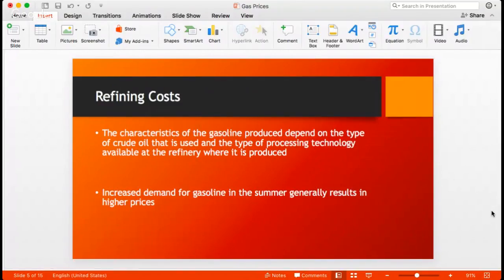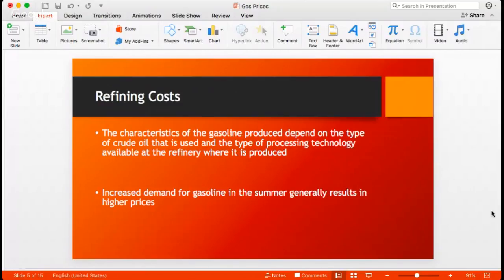The characteristics of gasoline produced depend on the type of crude oil that is used and the type of processing technology available at the refinery where it is produced. So that pretty much is talking about what type of gasoline it is. Is it premium, unleaded, and that kind of goes into affecting the price. Increased demand for gasoline in the summer generally results in higher prices.